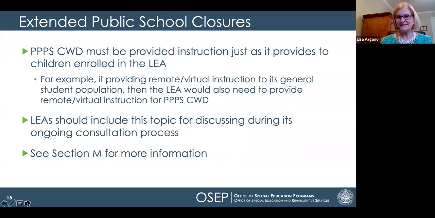What are we talking about now? Again, back to that critical piece, the consultation process. We shouldn't be surprised by these things anymore. And so through the consultation process, LEAs can talk with the stakeholders in those meetings. So what are we going to do when this happens, or if this happens? How can we make sure we have continuity of services, continuity of communication?